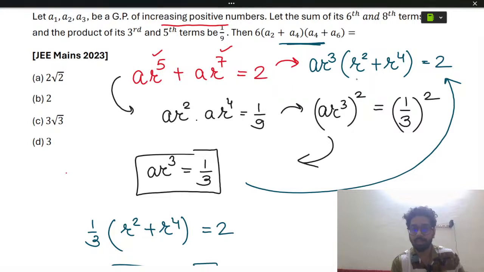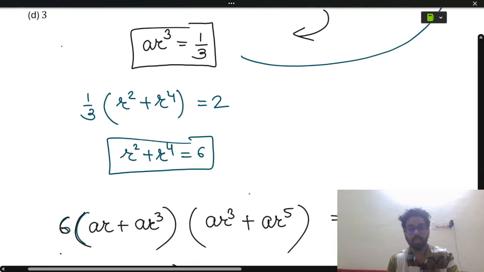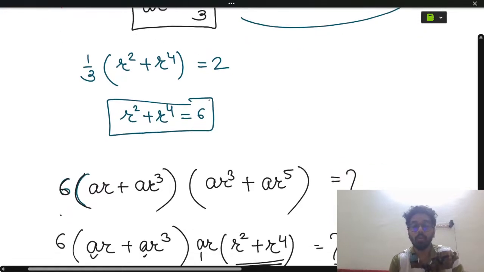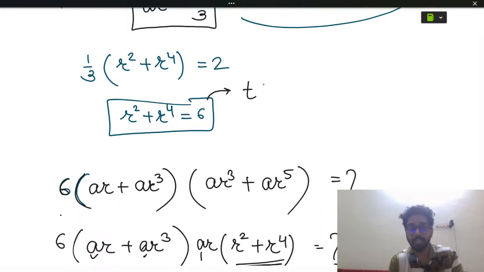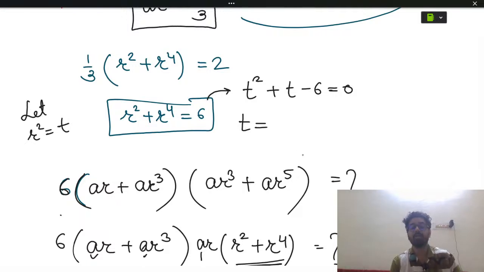Okay, I think if I put R square and R power 4 as 6 over here, this becomes 1 by 3. No, so I need to get the R now. That's the only thing. So how will you get the R now? I will take R square as t, so this becomes t square plus t minus 6. If I let R square equal t, then t square plus t minus 6 is equal to 0.